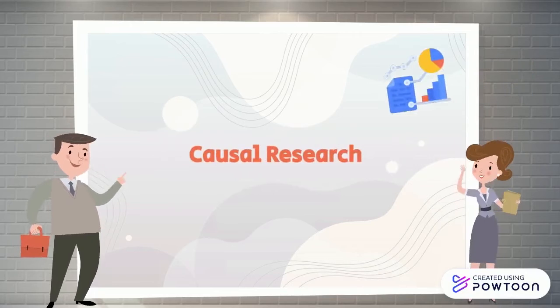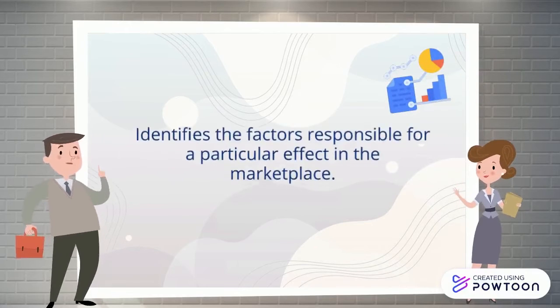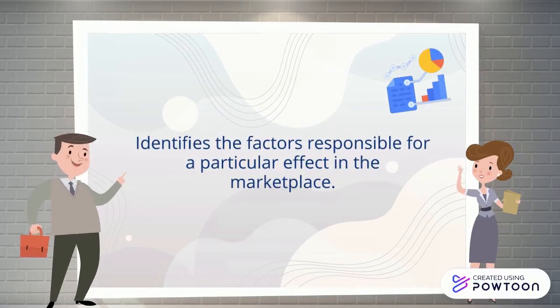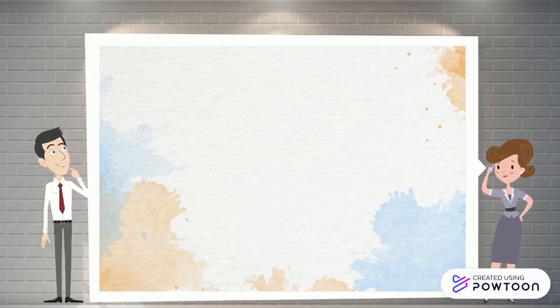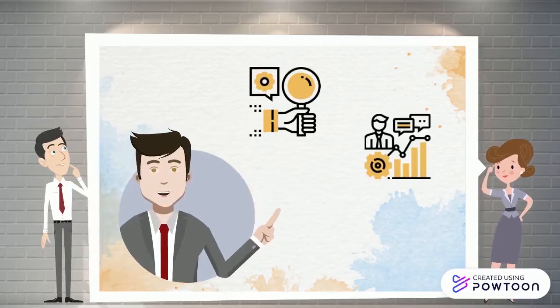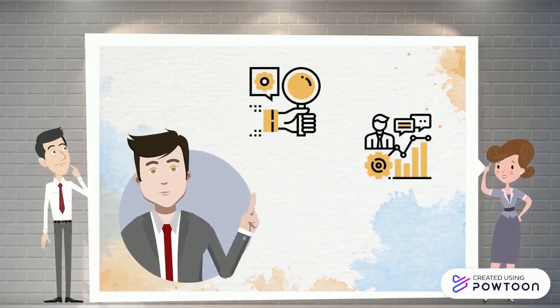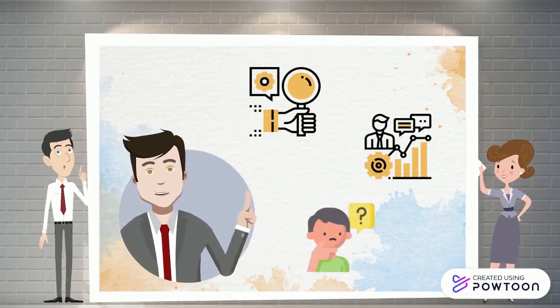And the last one is causal research. In this part, we will identify the factors for particular effects in the marketplace and the cause-effect relationship between two variables. A snack food owner checks the performance and the effectiveness of their new advertising about their new product to decide whether to continue it or not.